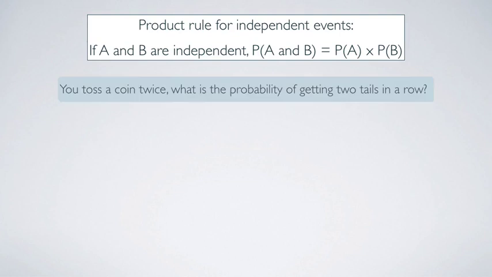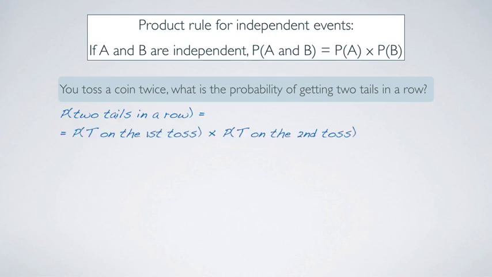Say you toss a coin twice. What is the probability of getting 2 tails in a row? Sounds pretty simple, eh? Probability of 2 tails in a row is simply going to be the probability of a tail on the first toss times the probability of a tail on the second toss. We've seen before and we've talked about before that coin tosses are independent of each other. Therefore, we are able to apply this rule that we've just learned. Probability of tail on either toss is simply 0.5 or 1/2, so the overall probability is going to be 1/4 or about 25%.